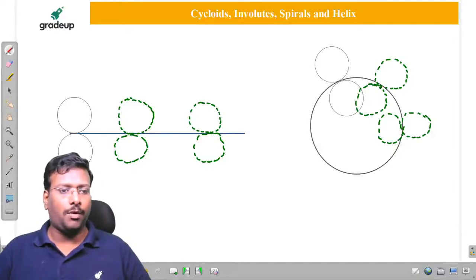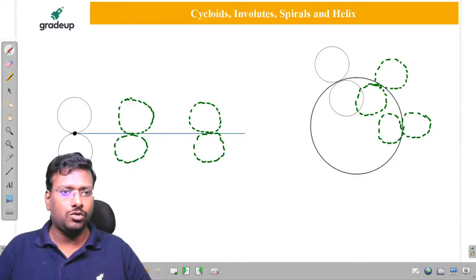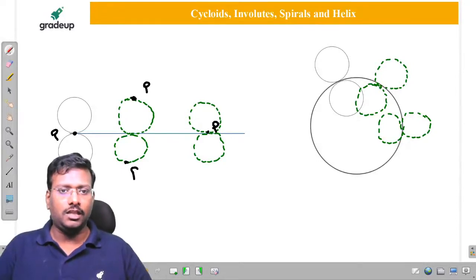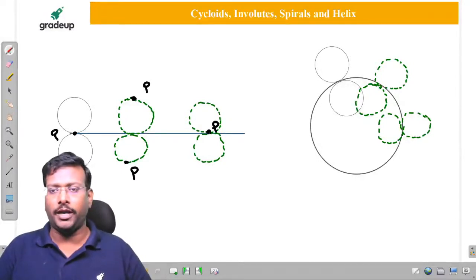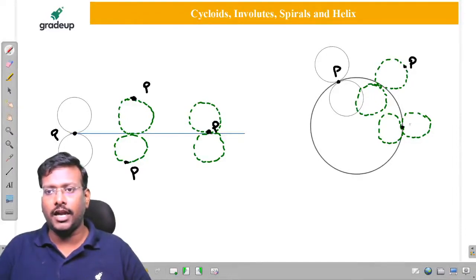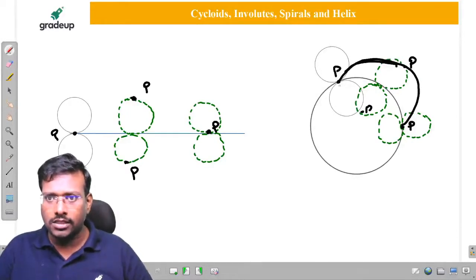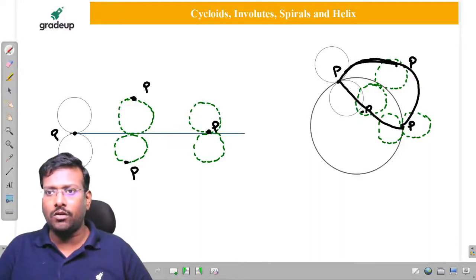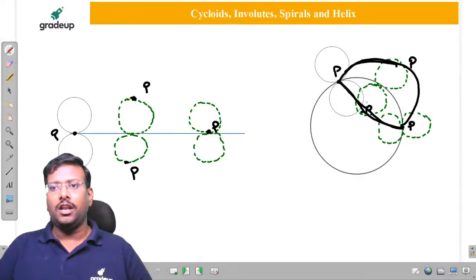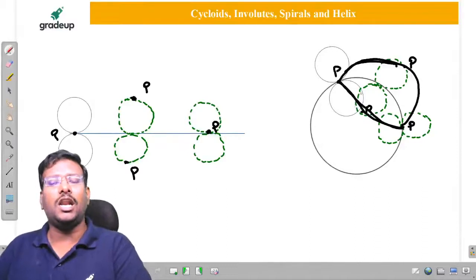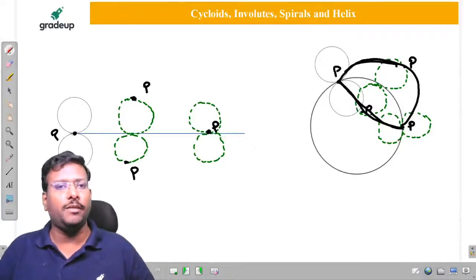Now if you trace the path of this particular point P, after half revolution it is here, after one revolution it is here. Similarly, these are the various positions of the point. Here this is P, here again P, here P. So if you draw outside, you are going to get the curve like this. If it is inside, the curve is like this. Now the outside curve and inside curve are not the same. They look a little bit different.